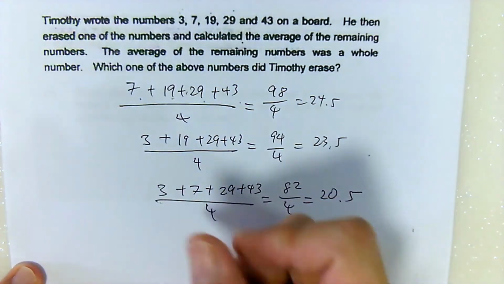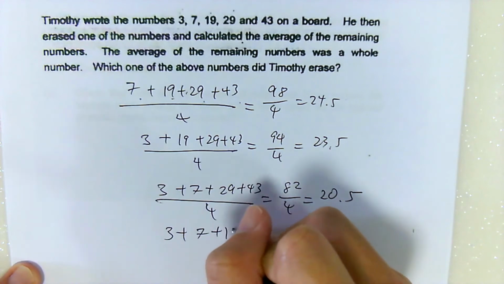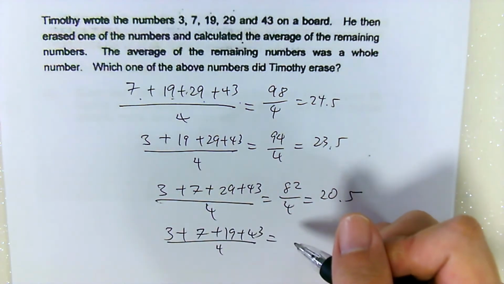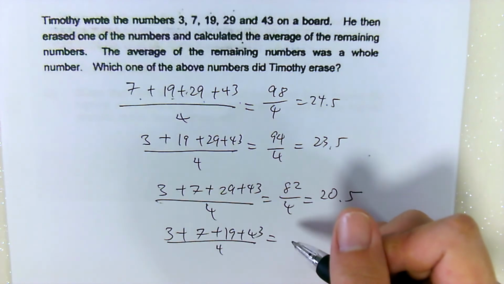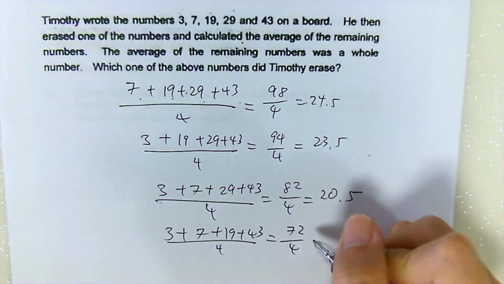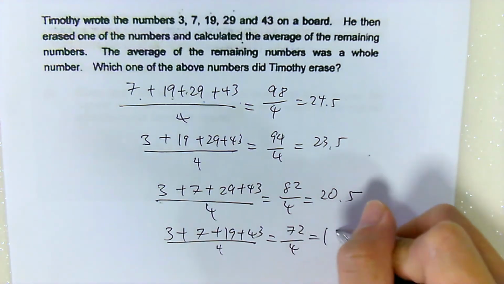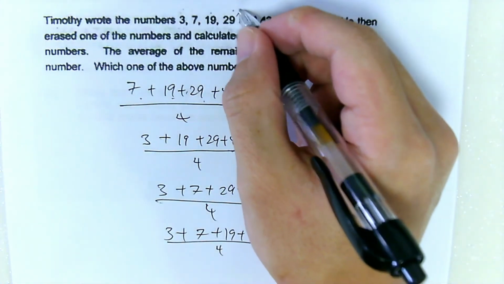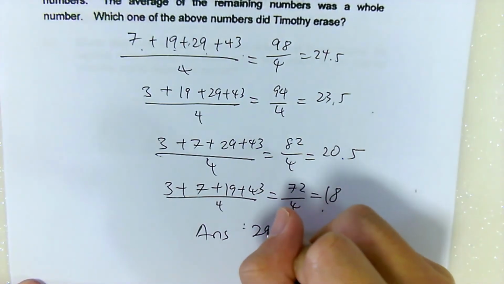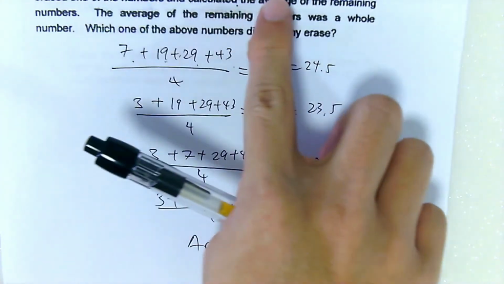Let's try to erase 29. So 3 plus 7 plus 19 plus 43 divided by 4. So 3 plus 7 plus 19 plus 43 equals 72. 72 divided by 4 is 18. Therefore, he erased 29. Answer: 29.